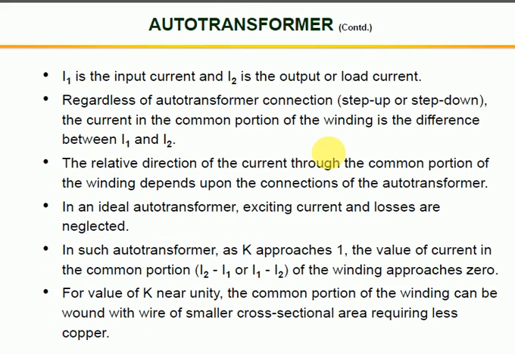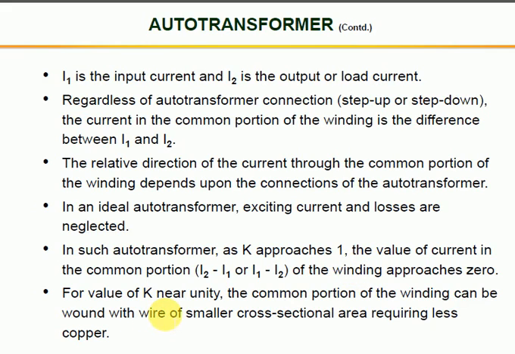whatever you call it. The relative direction of the current through the common portion of the winding depends upon the connection of the autotransformer, that is, whether I1 is greater or I2 is greater depends upon the connection. And for the ideal transformer, the exciting current and losses are neglected. In an autotransformer, as K approaches 1, the value of current in the common portion, I2 minus I1 or I1 minus I2, approaches 0.